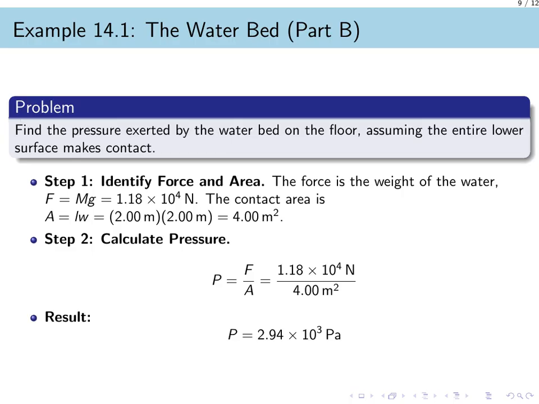The problem specifies that the entire bottom of the waterbed is in contact with the floor. Since the bed is 2 meters long and 2 meters wide, the contact area is 4 square meters. To find the pressure, we divide the force by the area. This gives a result of 2.94 times 10 to the power of 3 pascals. Although the waterbed is quite heavy, its weight is spread over a large surface. The key takeaway is that the pressure depends on both the magnitude of the force and the area of application.